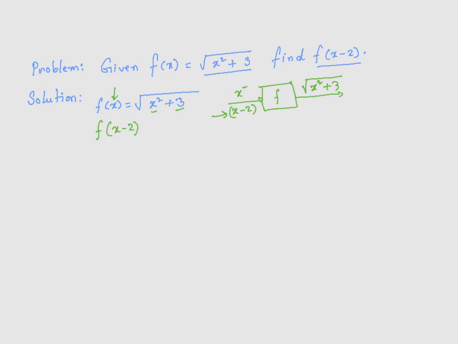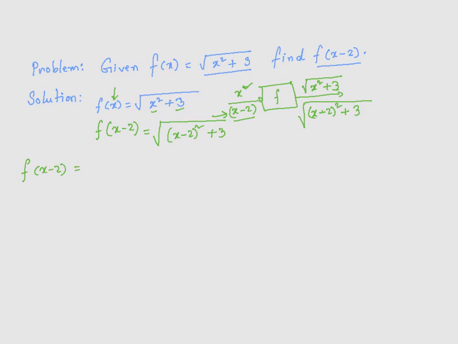Now what the function is going to do to this input is take x minus 2 and square it, the way it squared x, it's going to square x minus 2 now. Then what is it going to do? The way it added 3, it's going to add 3 to it, and then it's going to take the square root of the whole thing. So that's what it is going to be. It's going to be the input squared, (x minus 2) squared, add 3 to it, and take the square root of the whole thing. Now you simplify f of x minus 2.